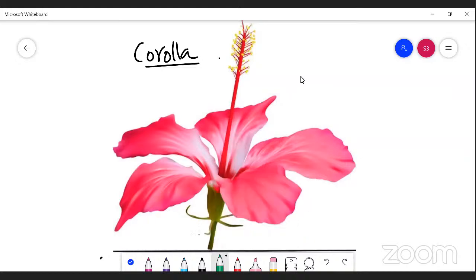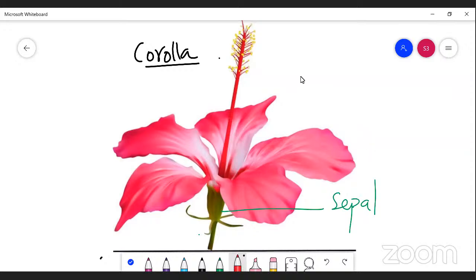As we have discussed previously, the outermost layer of the flower is called the sepal, right? Sepals are the outermost part of the flower which covers all the floral parts inside the flower. A group of sepals is called the calyx. Previously the topic has been discussed. Let us continue. The most attractive part of the flower is called the corolla, a group of petals, and each one is represented as a petal.